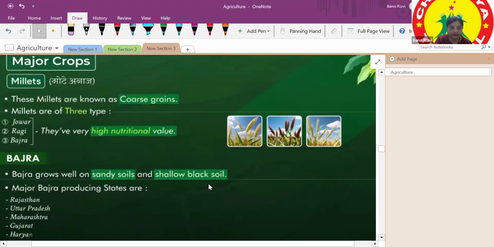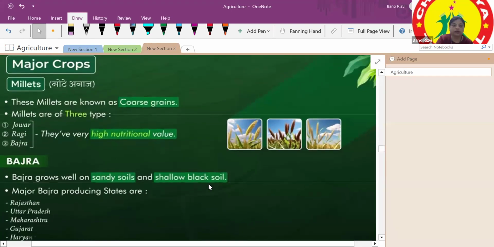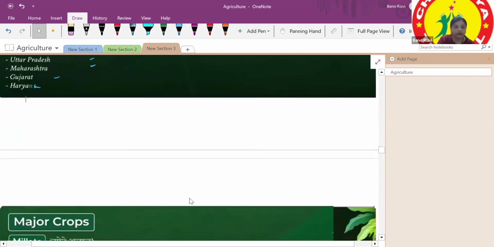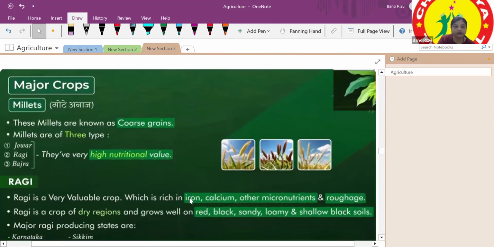to bajra. Okay, now bajra grows well on sandy soils and shallow black soil. Okay, the major producing states are Rajasthan, Uttar Pradesh, Maharashtra, Gujarat, and Haryana. Okay. Now the third we have is ragi.